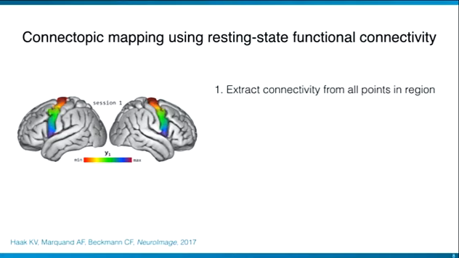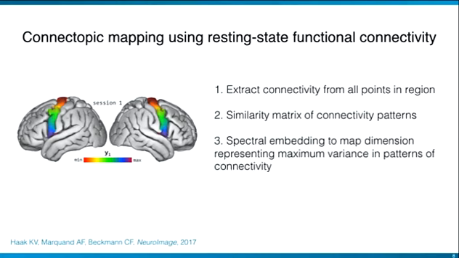So we extract connectivity from all the points within a region. So we can take connectivity from the precentral sulcus. We construct a similarity matrix of these connectivity patterns, and we can go into different versions of that in a moment. We then use spectral embedding to map the dimension that represents the most variance in these connectivity patterns, to essentially stretch out this connectivity graph to find patterns in connectivity. And these are referred to with some different terms that I'll also go into in a moment. And finally, we project that back into brain space to represent the variance in these patterns of connectivity.